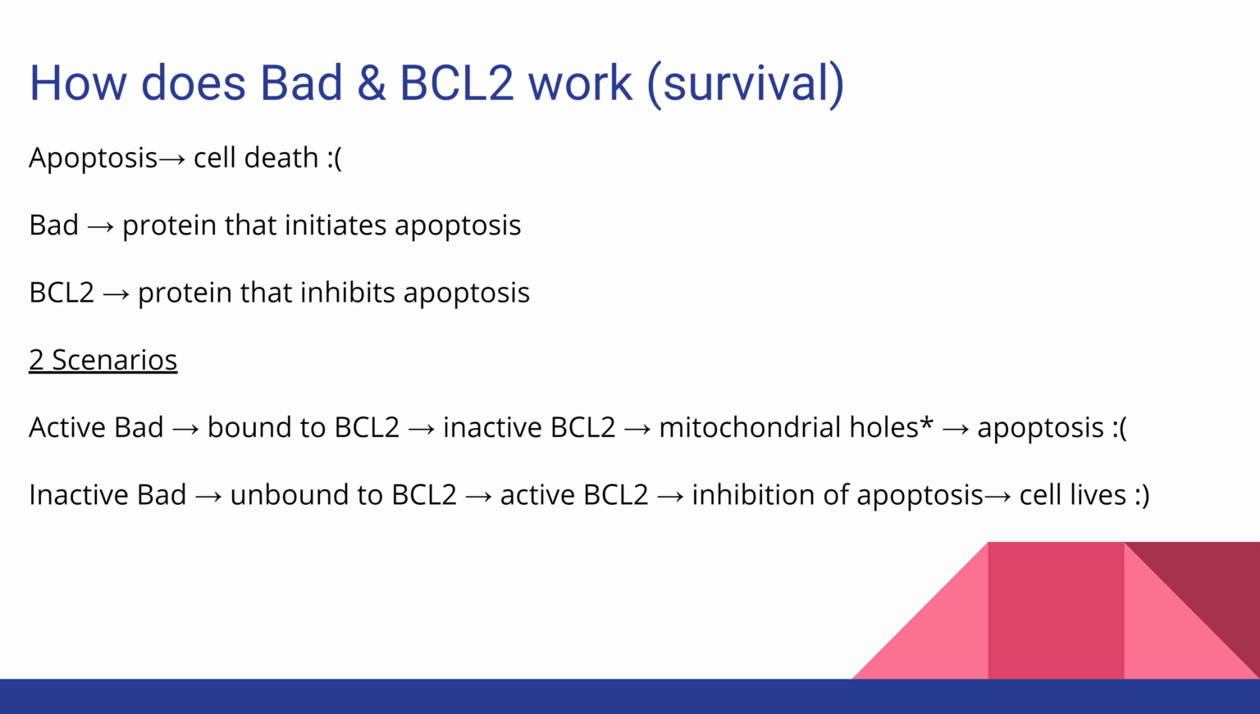And then in the cell survival pathway, AKT will phosphorylate BAD, which renders BAD inactive. So BAD becomes inactive, and it's unable to bind to BCL2 when it's phosphorylated and inactive. So then BCL2 is active at this point, and it's able to break free from BAD and inhibit apoptosis, meaning that your cell ends up surviving and living, which is what we want. So it's a bit confusing, but basically BAD inhibits the inhibitor, the apoptosis inhibitor.